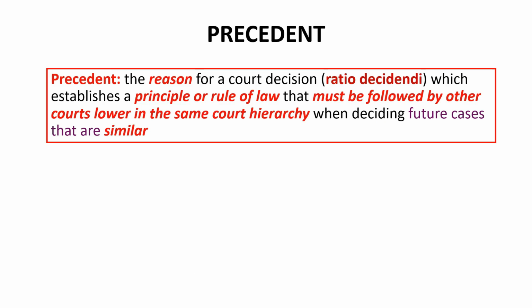As I've just said, one way in which the courts make law is by creating or modifying a precedent. A precedent is the reason for a court decision, otherwise known as the ratio decidendi, which establishes a principle or rule of law that must be followed by other courts lower in the same court hierarchy when deciding future cases that are similar. Look down the left-hand side of your vocabulary sheets, find the term precedent and write this definition in there.